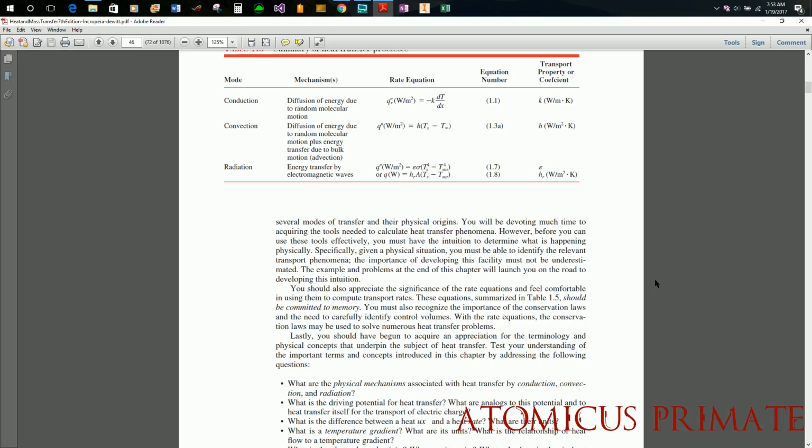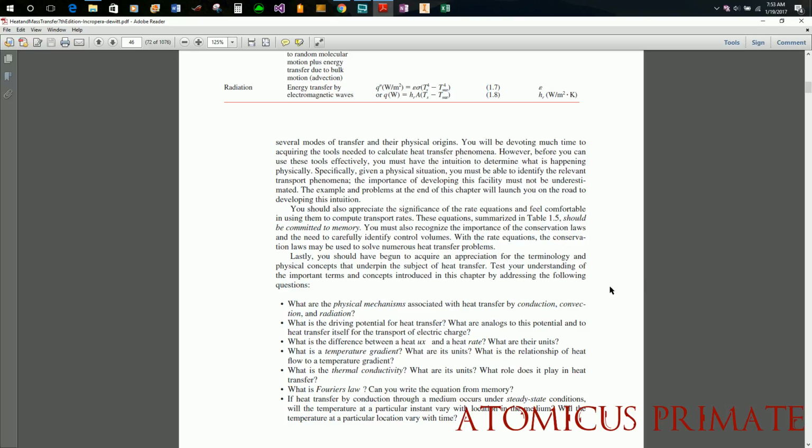Lastly, you should have begun... what should I have begun? You should have begun to acquire an appreciation for the terminology and physical concepts that underpin the subject of heat transfer. Test your understanding of the important terms and concepts introduced in this chapter by addressing the following questions.